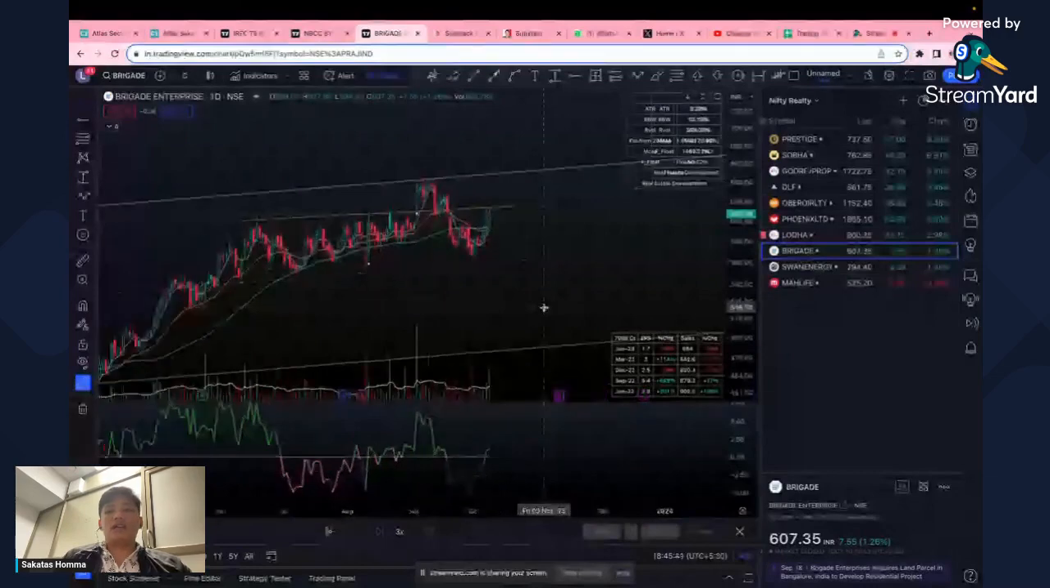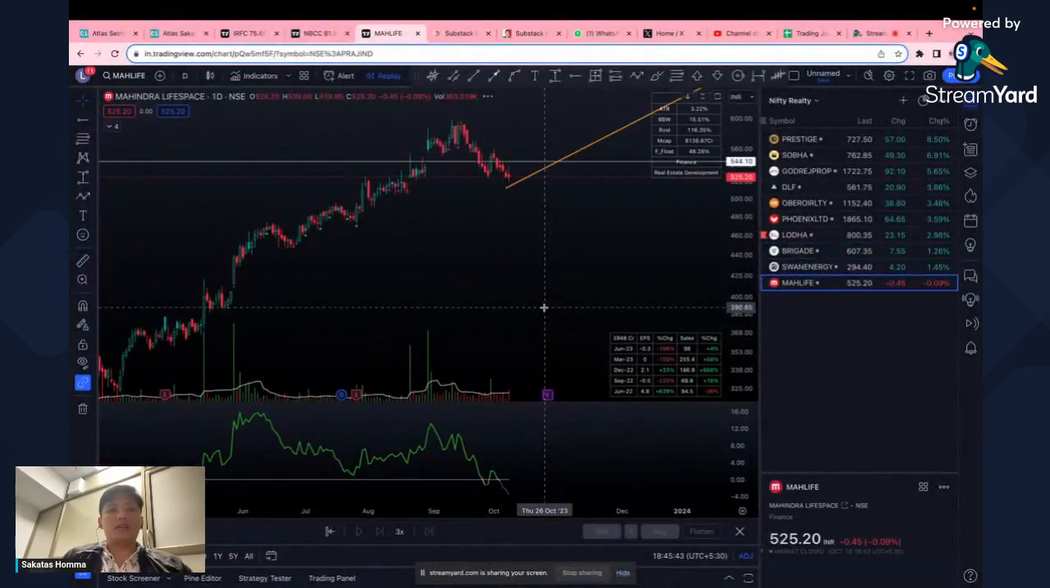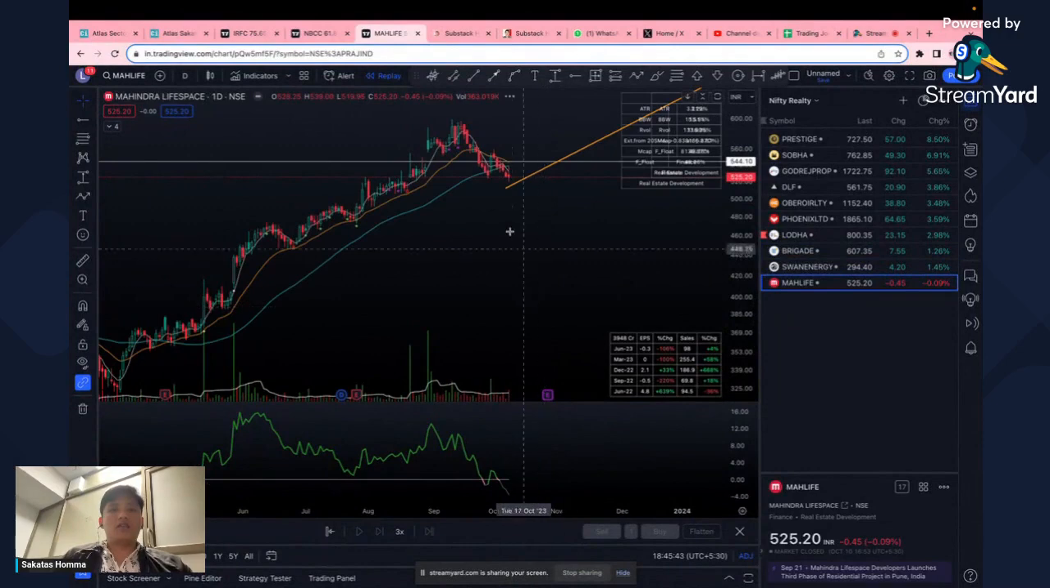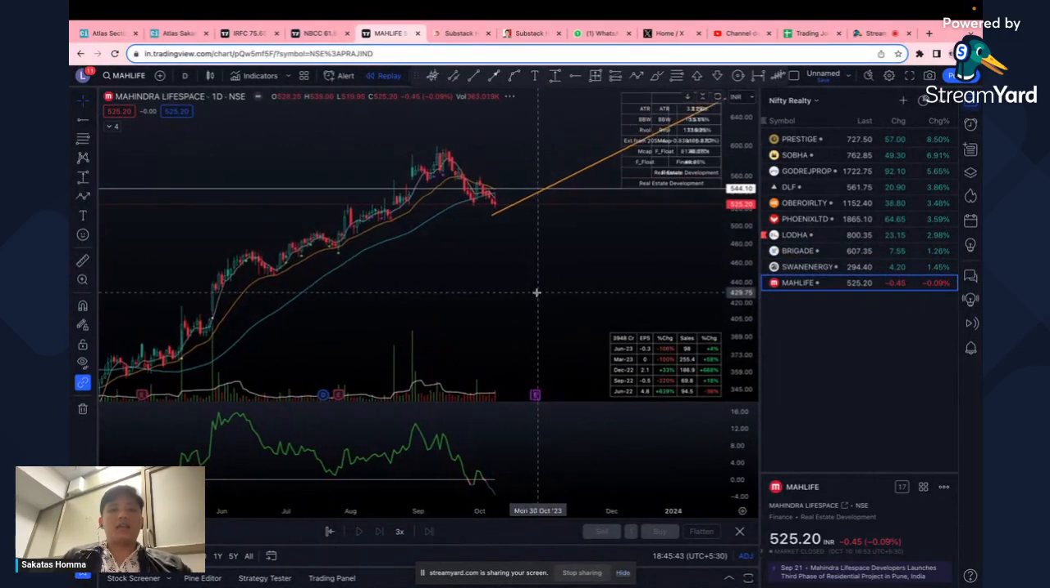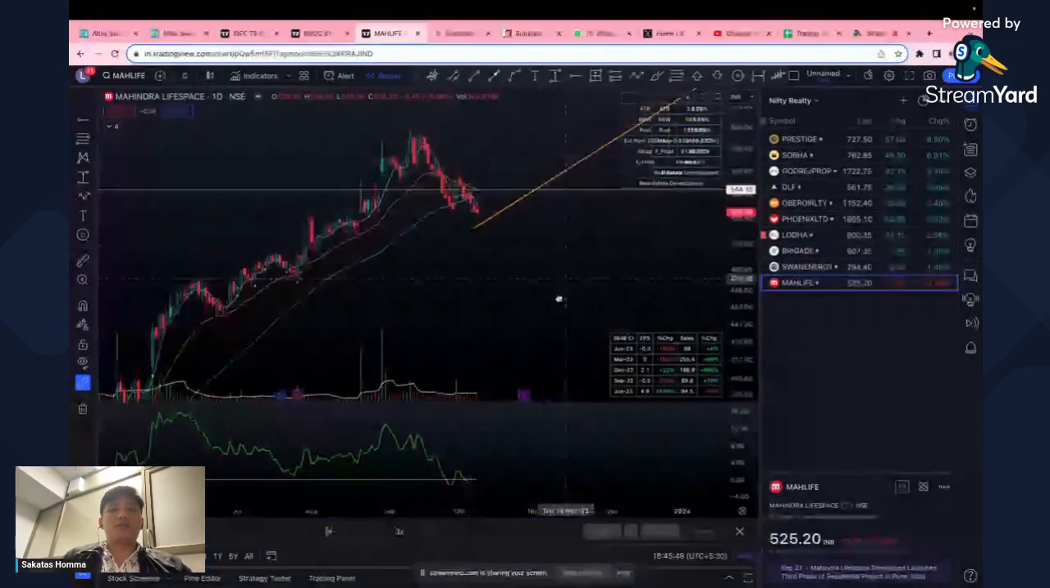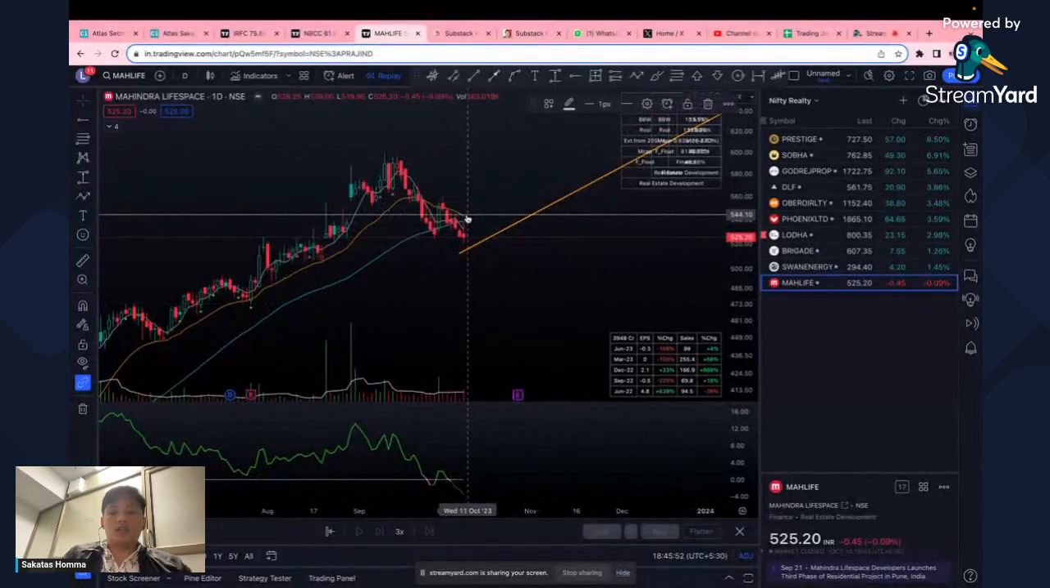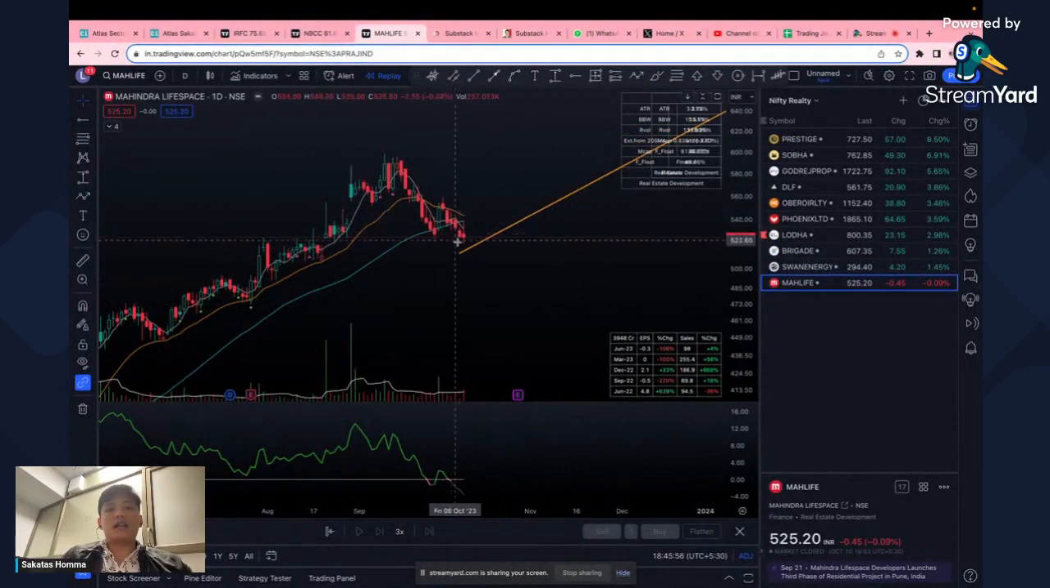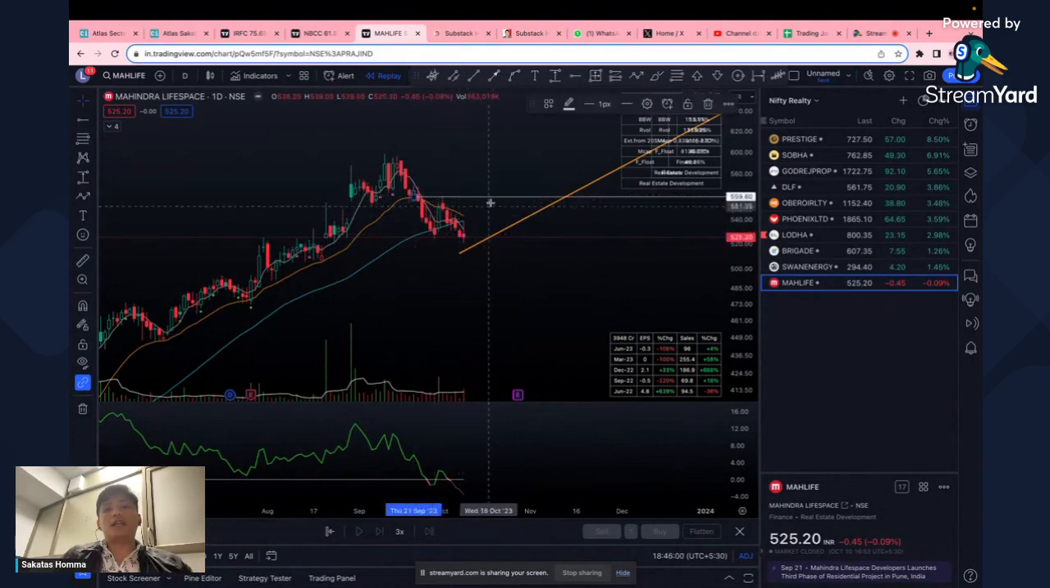And the last one is Mahindra Lifespace. You can see that it right now is around the 50 DMA, and for it to give me an entry, it will have to come back up, and basically this is the previous pivot. If it tightens up around this pivot high, that would be a good cheat entry. So these are basically Nifty Realty stocks.